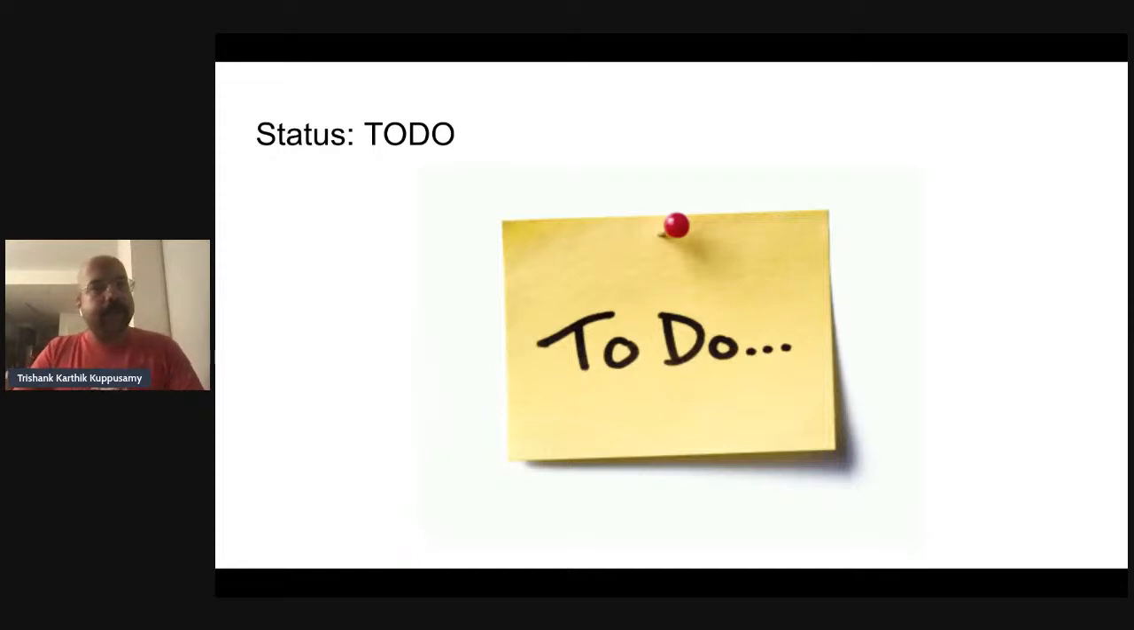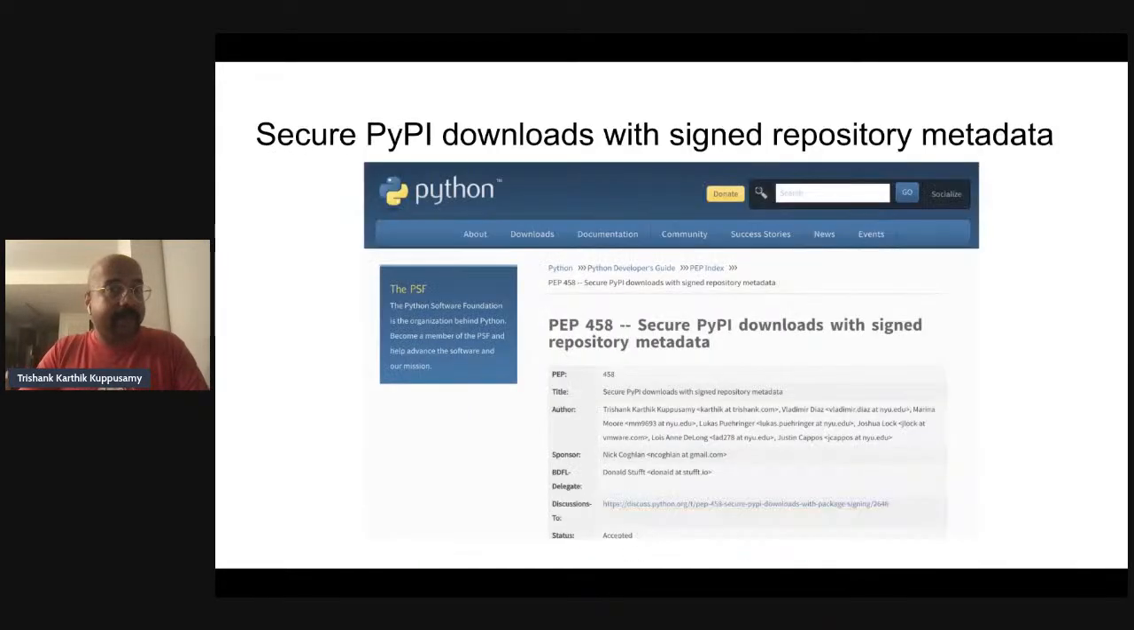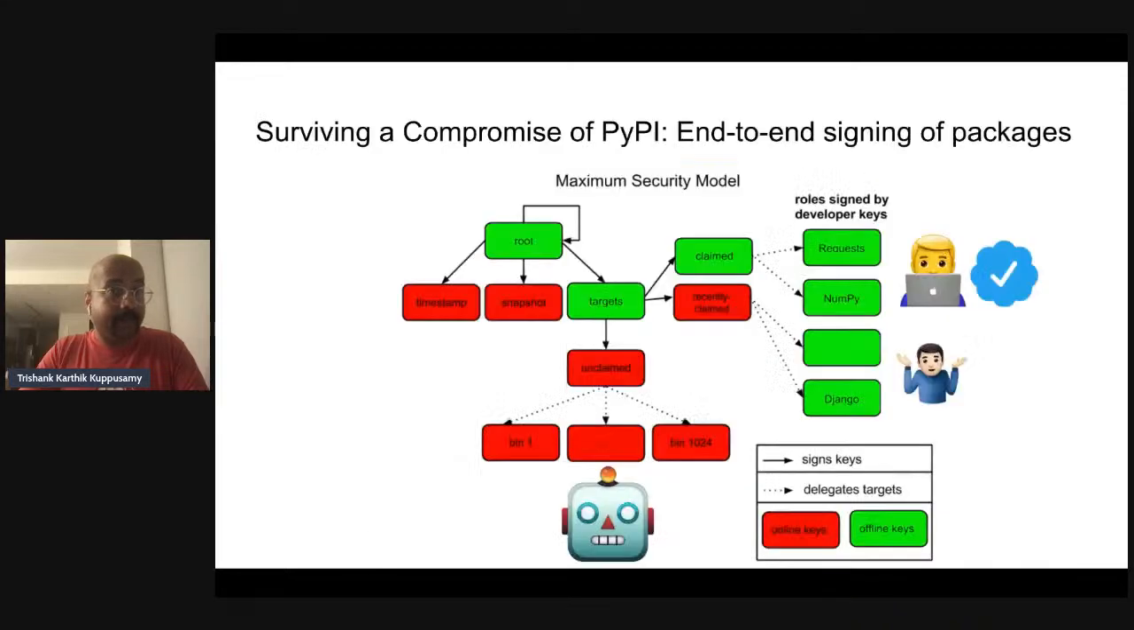And the status is this is to do. We need to finish PEP 458 first, which, like I said, is the foundation. You can think of 458 as a subset of 480. You see, 480 is just slightly more complicated. That's it.